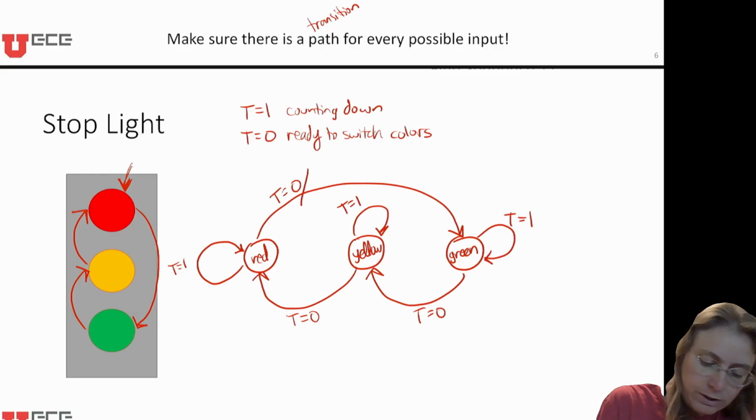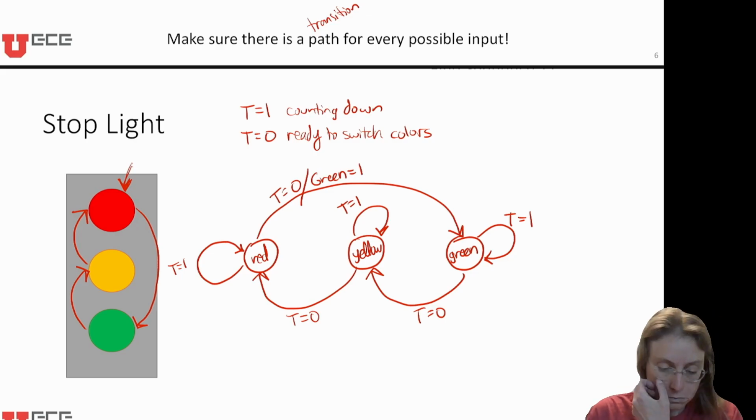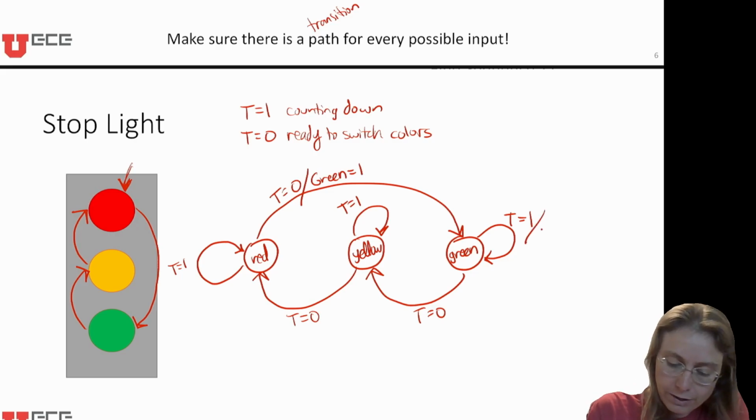And so then what's the output? That'll come after the slash. So the output in this case is we're heading to green, so green should be turned on. Over here, if we're staying in this state, green should be turned on.